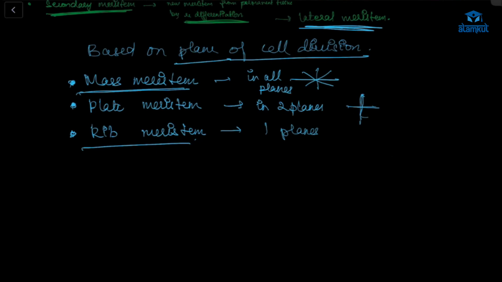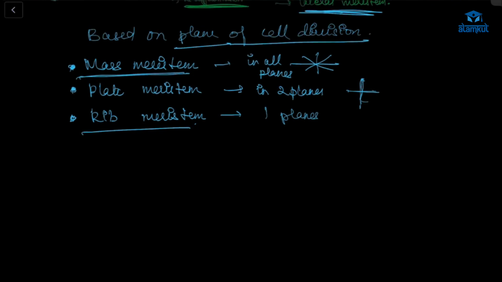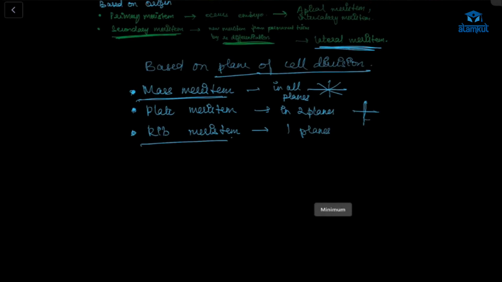I can't understand what you mean by planes. Plane means the direction of division. Okay, so in the mass meristem, they divide in all directions. In the plate meristem, only two, and in the rib, only one. Okay, understood.